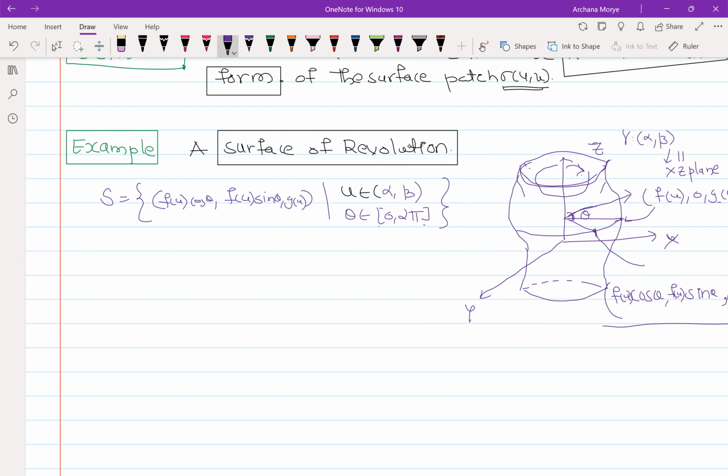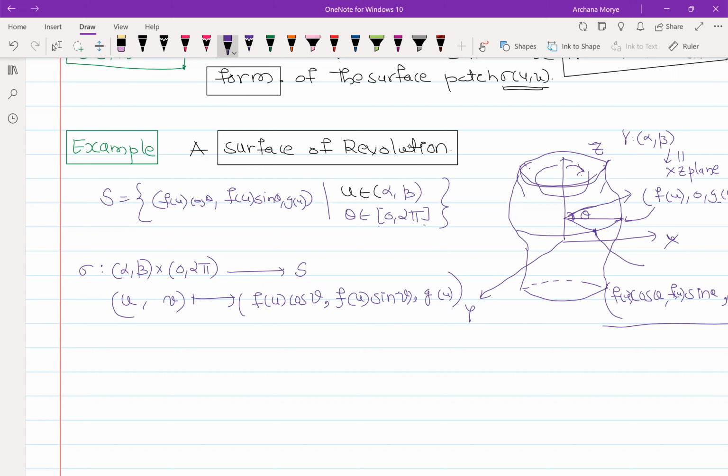So we will start with the surface patch, because to define the fundamental form we have to have a surface patch. Let us take this surface patch sigma. This is a map from alpha beta cross 0 to 2 pi to this surface S, which takes (u, v), since v is our notation instead of theta, to (f of u cos v, f of u sin v, g of u). So this is my surface patch.